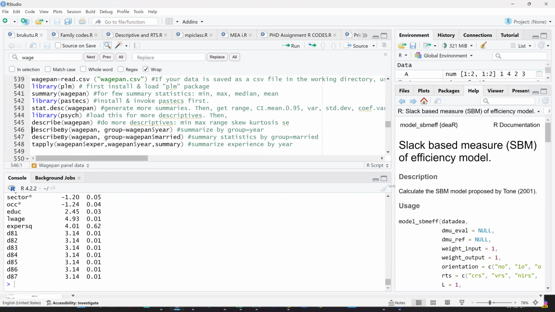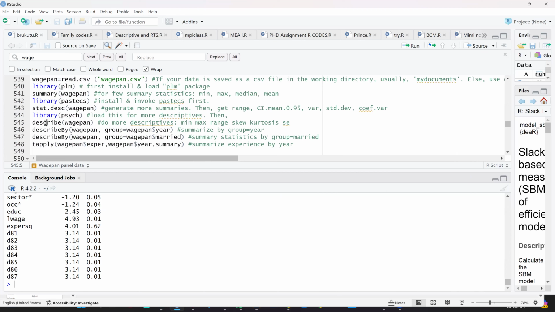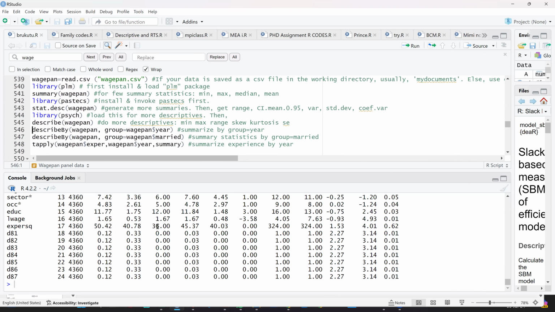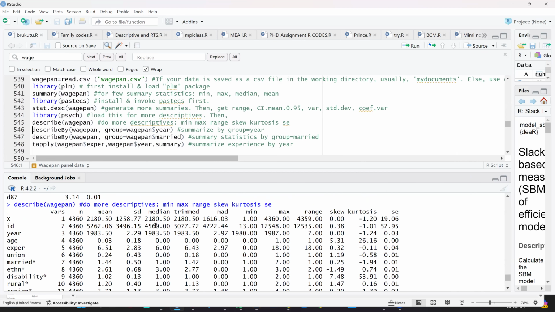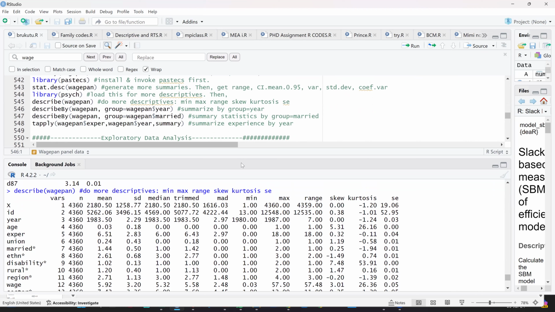But let me just push this one here and see. So that's it here. So you can see that we are getting a lot of information about the data. And as for interpreting these ones, you should be able to do that by yourself.